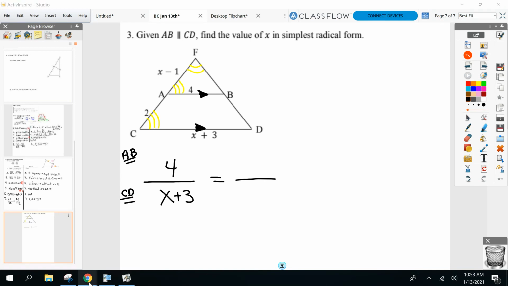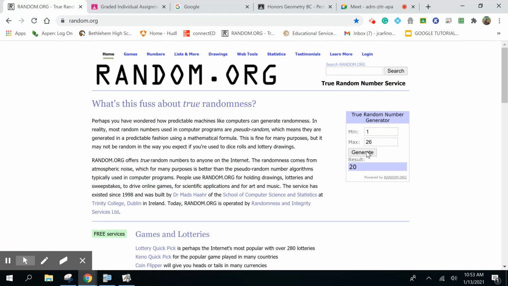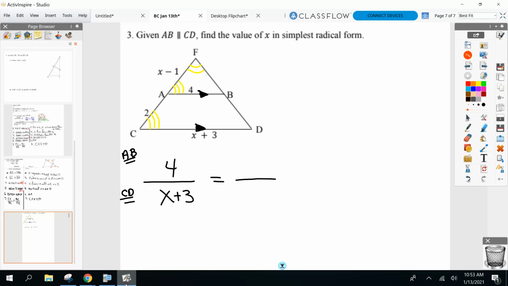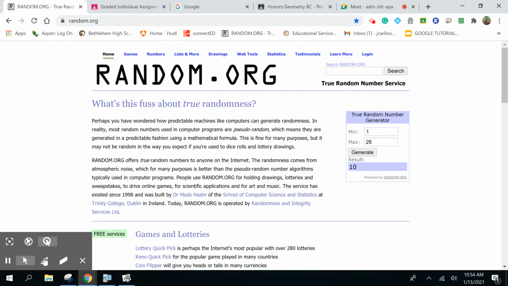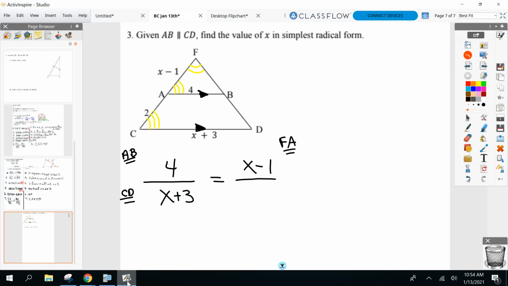All right, give me another side in the small triangle so I can finish my proportion here. Atticus, give me another side in the small triangle. X minus 1. Okay, X minus 1. Atticus just gave me FA, everybody. What does FA match up with in triangle FCD now? This is the toughest part. Hayden, what does FA match up with? What side?